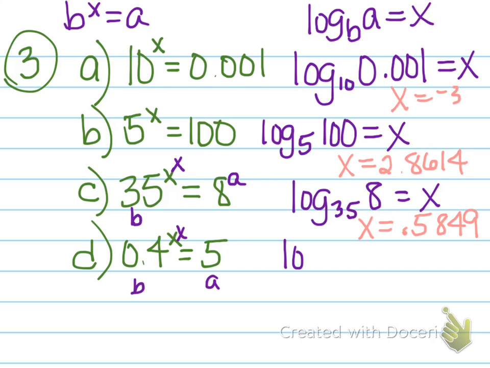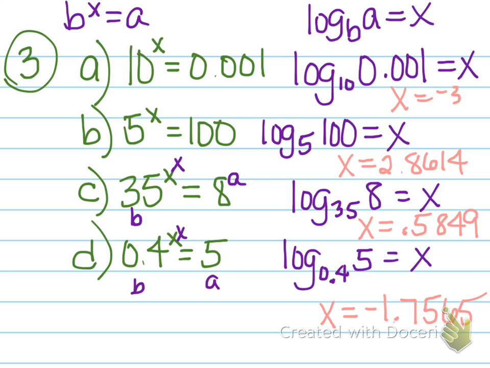Okay. For this one here, again, here's B, x, A, so log base B, so base 0.4 of 5 is equal to x. Again, plugging in the calculator. Since our calculator does nice other bases, we would have x equals negative 1.7565.